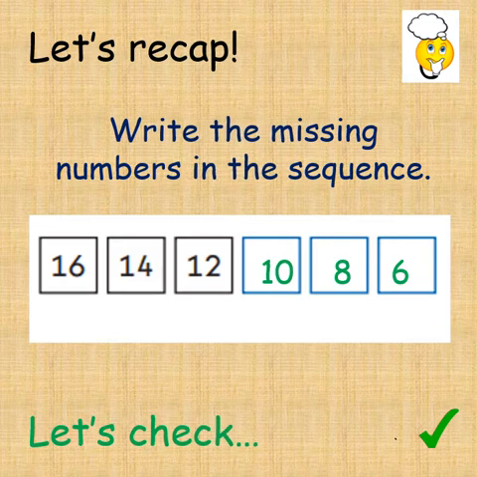Okay, the numbers that you were given were 16, 14 and 12. Now I know those numbers are getting smaller, so I'm counting back. And I can see that every time I'm taking away, I'm subtracting 2. So I've got 12 in my head and I'm going to take away 2. 12, 11, 10. So the next missing number in the sequence should have been 10.